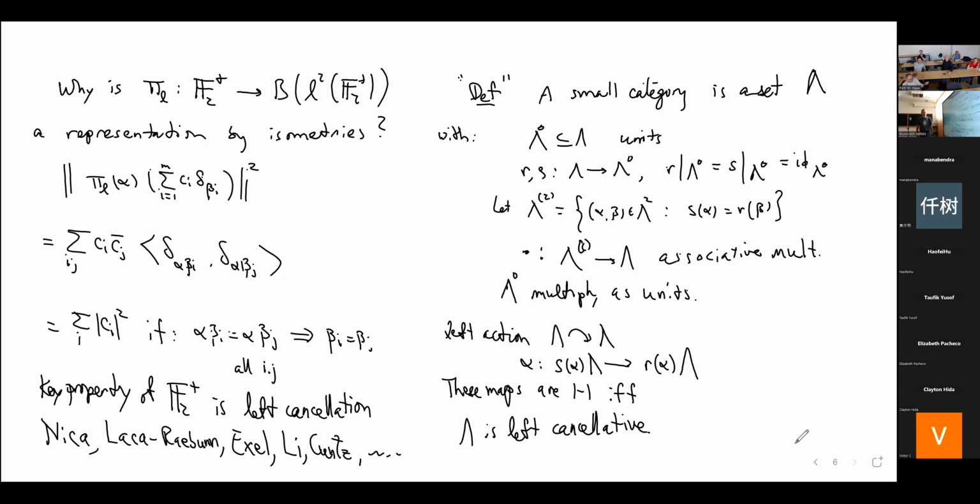So you can ask, does your left cancellative small category embed in a groupoid? Not always, just the same way that a left cancellative monoid would not always embed. So it's somehow a very different structure, even though the definitions are quite close. Okay, I'll just write LCSC for left cancellative small category.